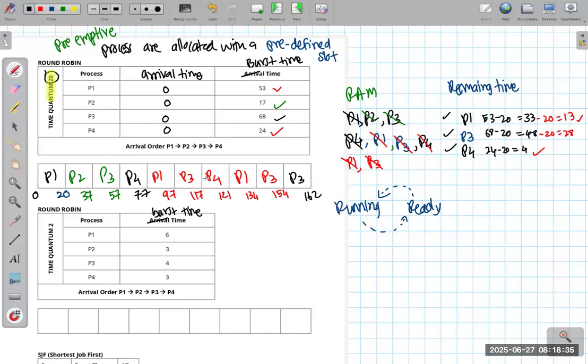Okay, try the second one also. In the second one, you're allocating only 2 time units, and the processes need 6, 3, 4, and 3. So make a ready and running queue now.